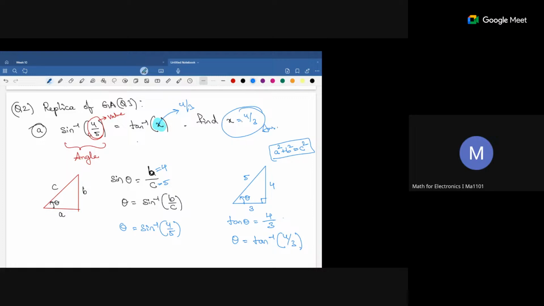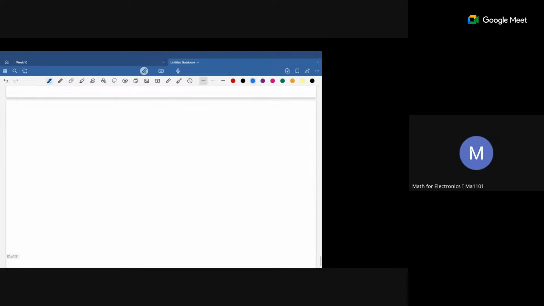Alright, so this is how you should convert. So within that itself, let's do one more conversion. Let's say part B is, we have cot inverse of this is 8.